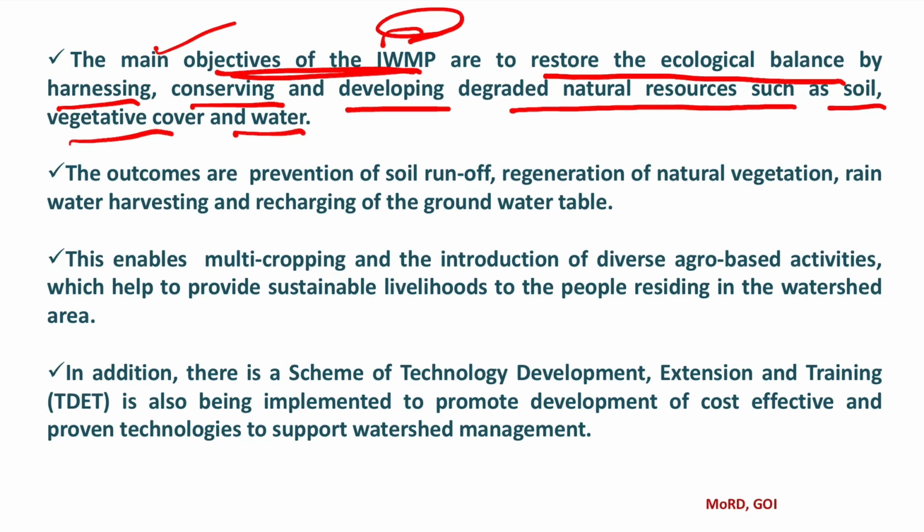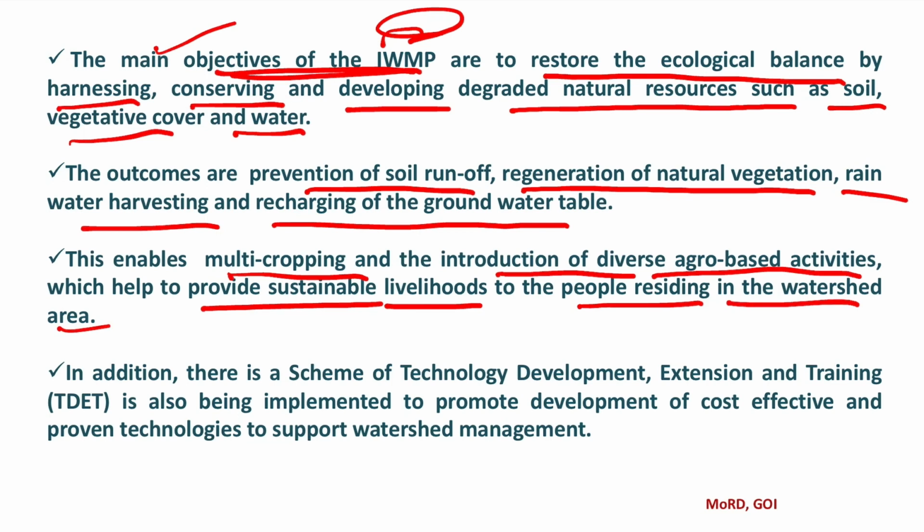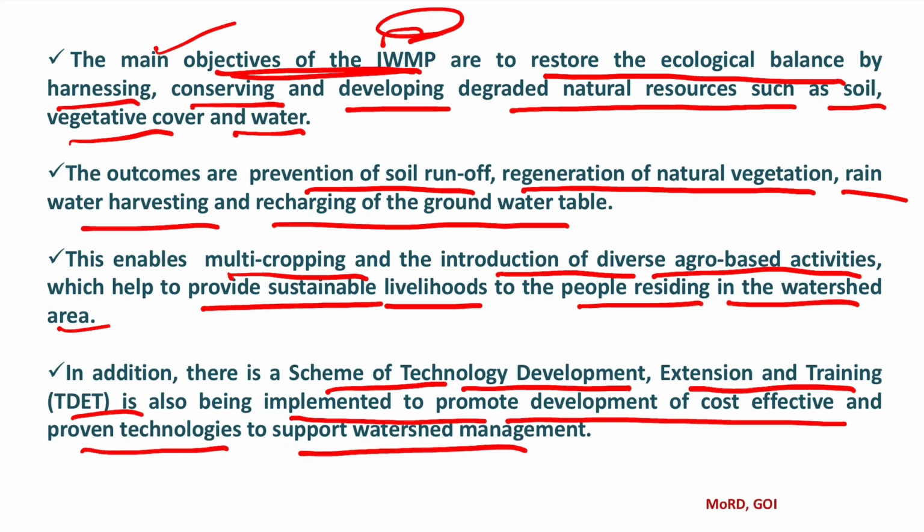The outcomes are prevention of soil runoff, regeneration of natural vegetation, rainwater harvesting, recharging of groundwater table. So these are certain objectives. This enables, if we recharge the groundwater, if we store a lot of water, we can do multiple cropping and introduce diverse agro-based activities which help to provide sustainable livelihood to the people residing in the watershed area. In addition, there is a scheme of technology development, extension and training. TDET is also being implemented to promote development of cost-effective proven technology to support watershed management. So these are certain objectives of watershed management.